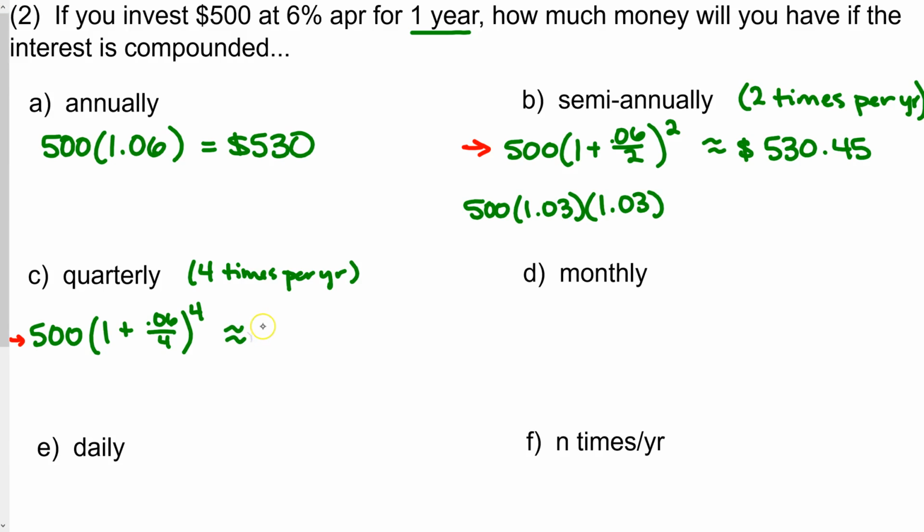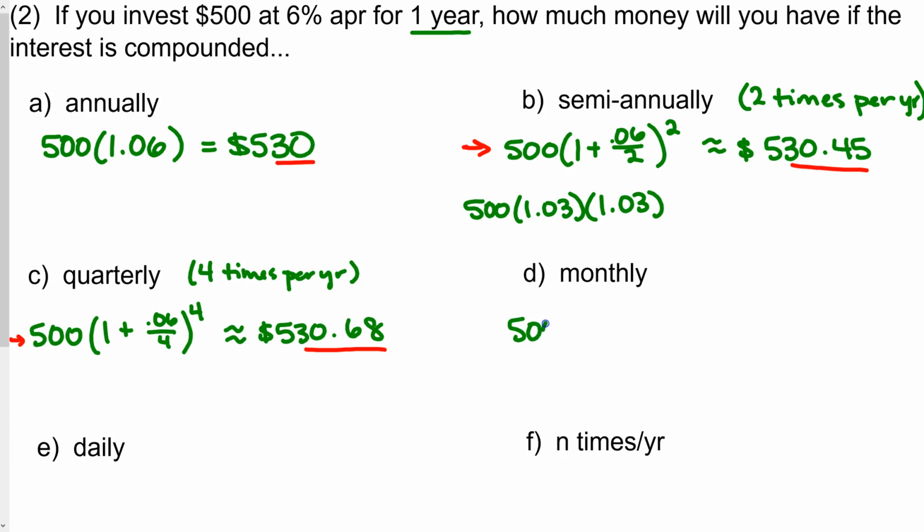and rounding to the nearest penny, we get $530.68. So notice that every time we increase the number of compoundings, we increase the interest a little bit, from $30 to $30.45 to $30.68. Now let's move on and do monthly.